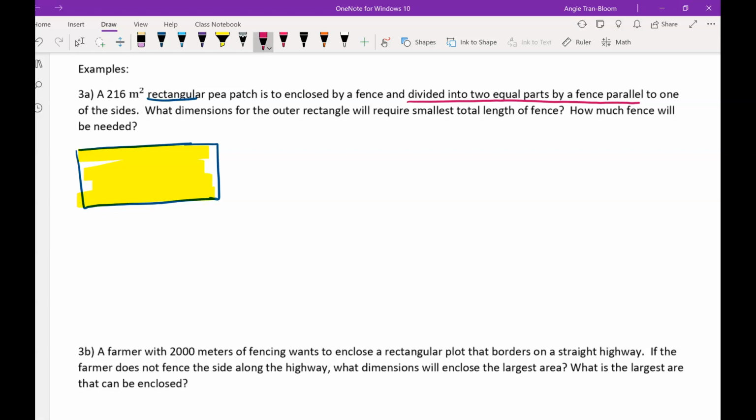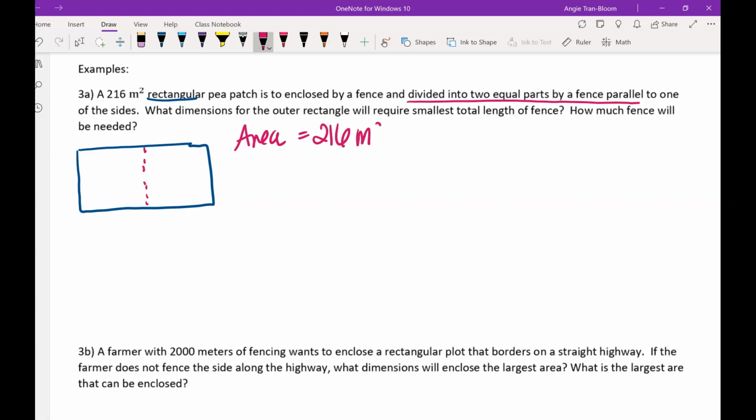So students, you can divide it like this, or you can divide it horizontally like this. It doesn't matter how you divide this. You can just divide it however you want. All right, I'm just gonna divide this vertically up and down. So I am going to divide just like that. We know that the area is 216 meters square.